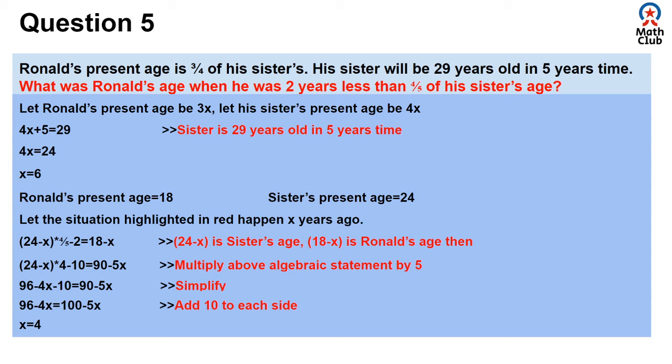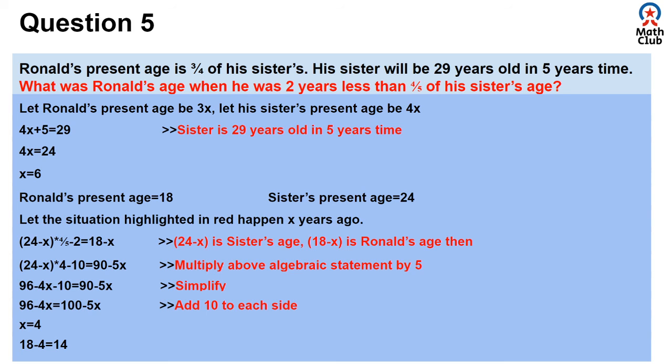x is 4. And as I said, if x is, for example, negative 4, then we know that this happened, for example, 4 years later, right? So this is a really great part of using algebra, that you could get the answer even though you don't really know some information in the question, but you can still get the answer. So for this case, it happened 4 years ago, so Ronald's age then was 18 minus 4, which gives us 14, so the answer is 14.